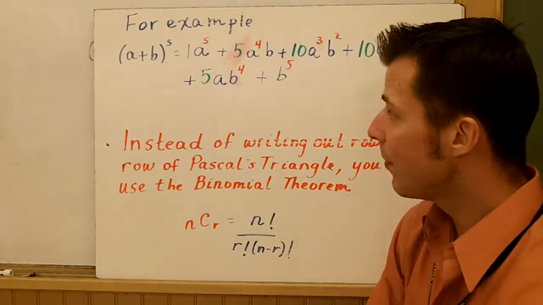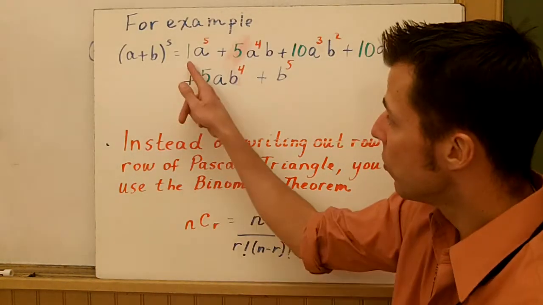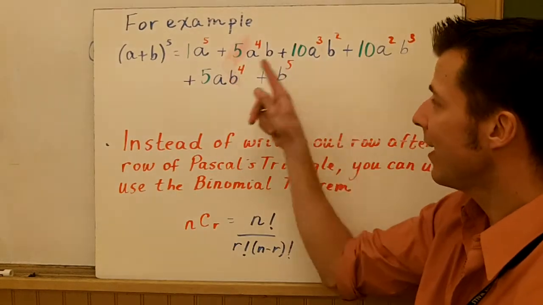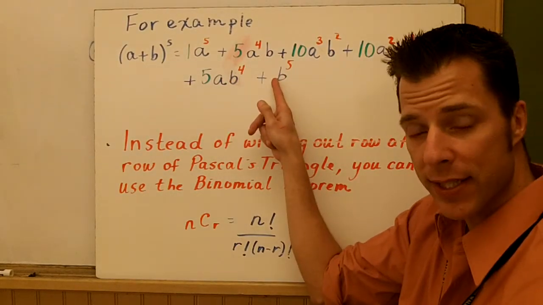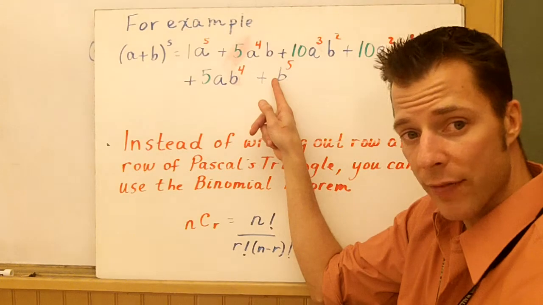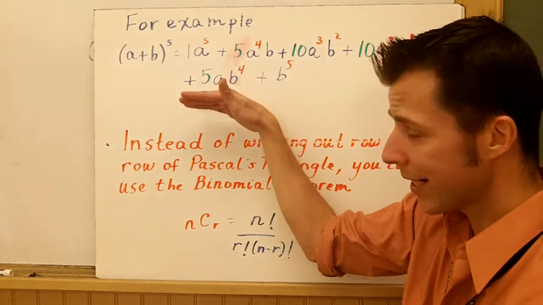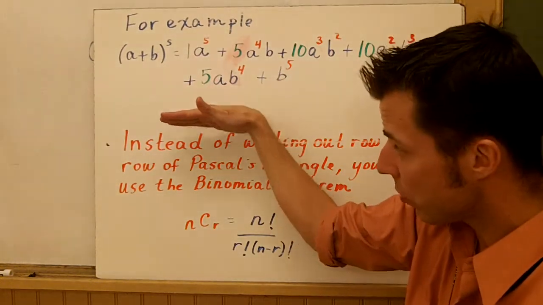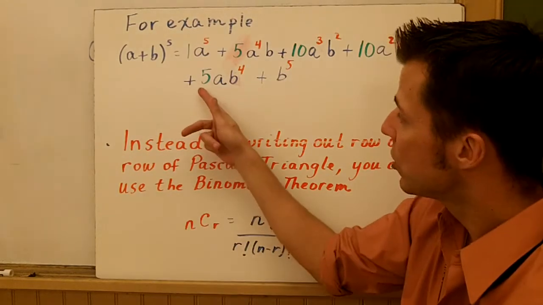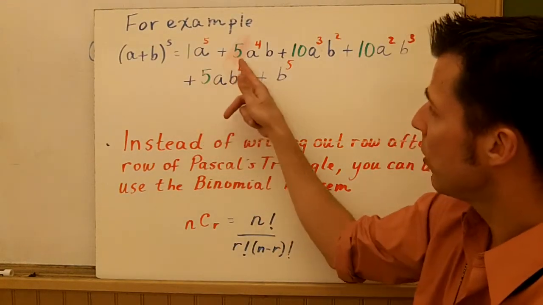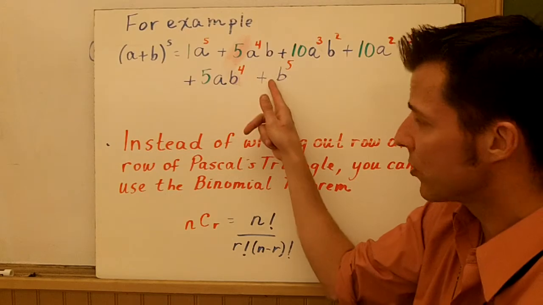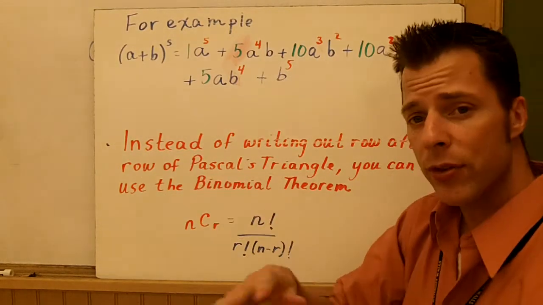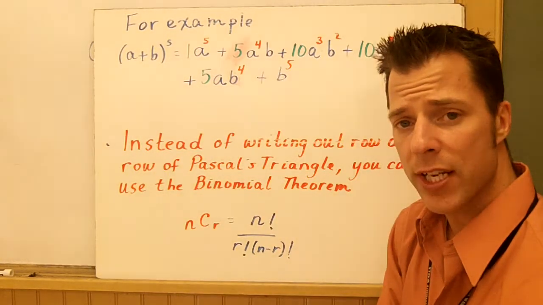So two things are happening here. Okay, here's the 1, 5, 10, 10, 5, and 1. That's from Pascal's Triangle. That's the fifth row. Technically, it's the 6th row if you start with 0, 1, 2, 3. Okay, so those are the coefficients we saw from Pascal's Triangle. Those are in green.